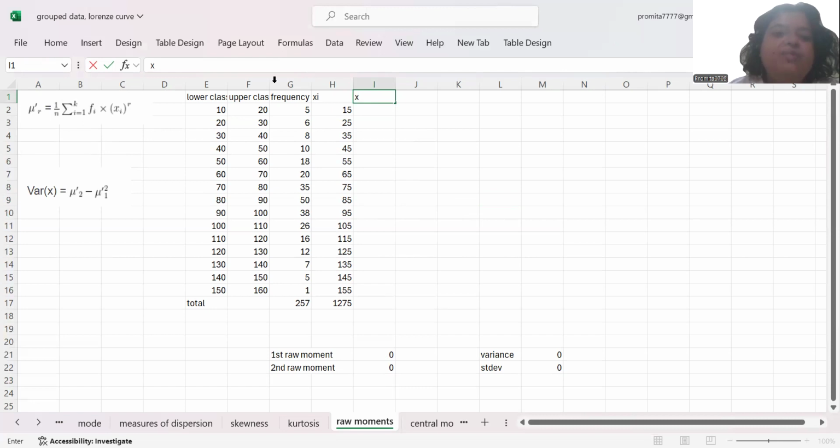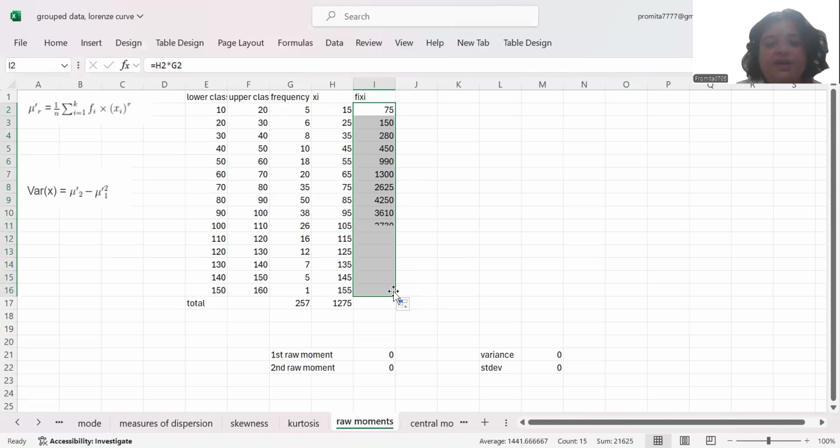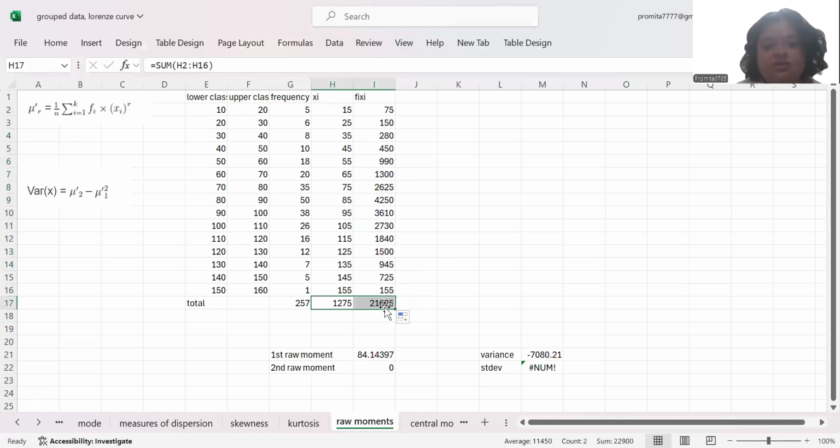So my first raw moment is very easy. We know xi, so we'll calculate the fi xi first to get the first raw moment. So this into frequency, we add everything together, summation fi xi. We take the total. So my first raw moment is this divided by 257.